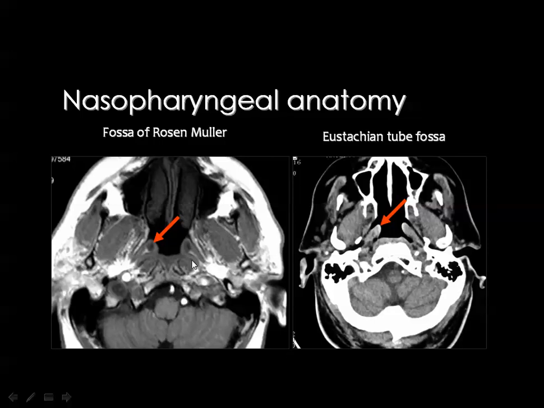You may remember the name and you may not. These are the two muscles forming the torus tubarius with a fat plane in between. Then this torus tubarius is separating two well-defined fossae, the eustachian tube fossa and the fossa of Rosenmüller.